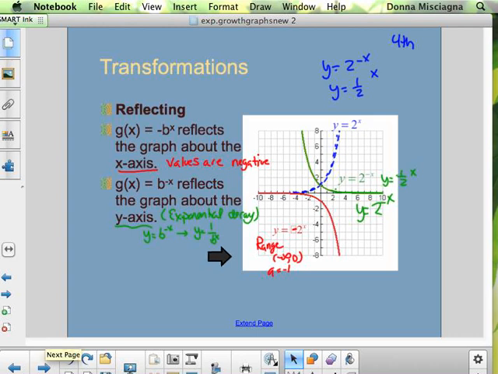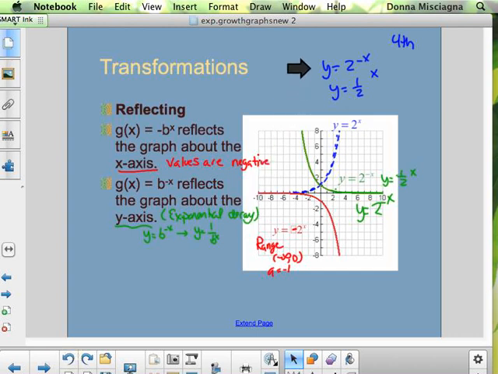All right, so here we have y equals 2 to the x. The red graph is y equals negative 2 to the x. All right, all the y values are now the opposite, and the range changes to negative infinity to 0. Right? In this case, the starting value is negative 1.